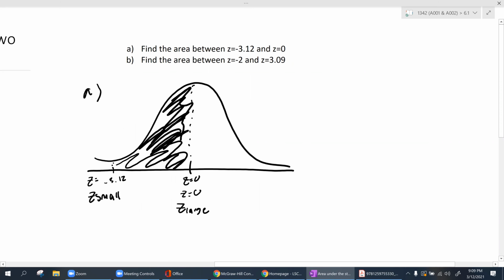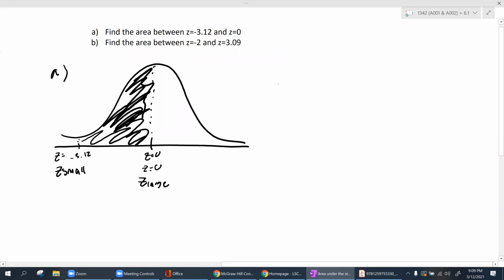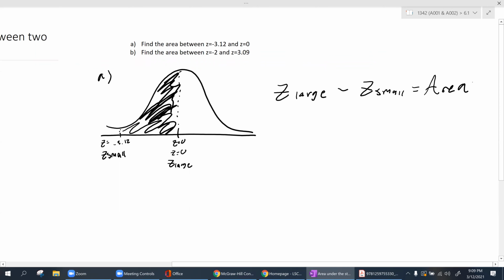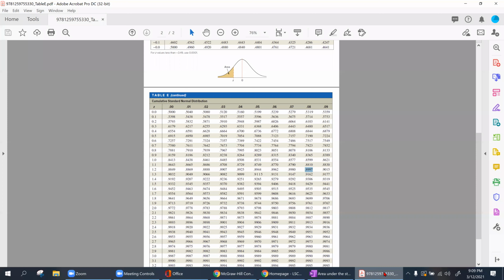If we want to find the area between those two curves, it's the value at z large minus the value at z small that will give me the area I'm looking for. Let's look at z equals 0. Why is it z large? Because 0 is greater than negative 3, and it's furthest to the right. So let's find z large.